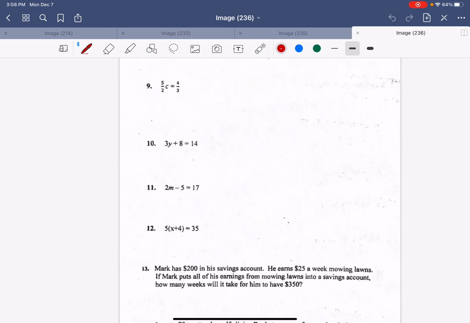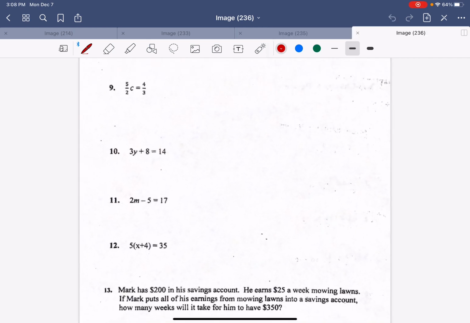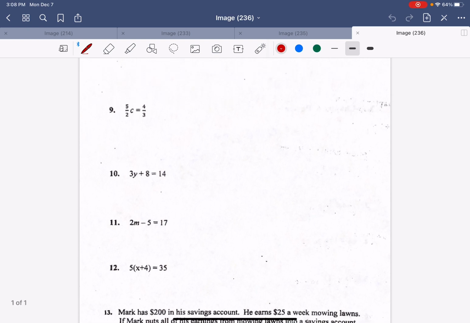Okay, sorry. Number 9 on the back side. So on this one, I need to, again, multiply by the reciprocal to get rid of this fraction. So I'm going to multiply it by 2/5, which crosses out that one. So multiply this side by 2/5. And then look to see if I can cross-reduce anything, and I can't. So 4 times 2 is 8. 3 times 5 is 15. And that is how I do that one. So then it would be c = 8/15.